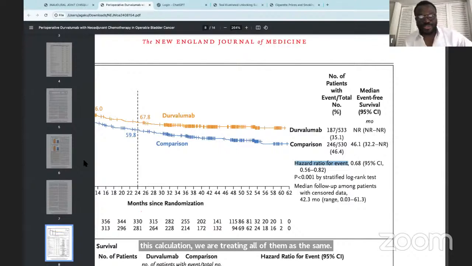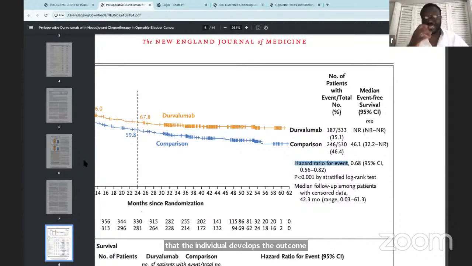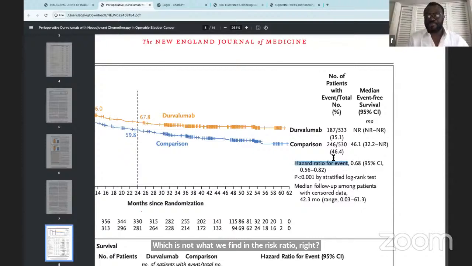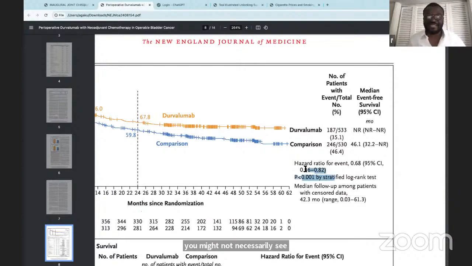But when we talk about hazard ratios, we're talking about the instantaneous risk that the individual develops the outcome, given that they have not yet developed it. So we're interested in not just risk in general, but instantaneous, like in an instant, which has to do with the time element, right? So not all events are born equal. We need to account for that, and that's what is special about the hazard ratio. It accounts for the rate at which the events occur, which is not what we find in the risk ratio, right? There's no accounting for that element. And so this is why if you calculate it manually here, you might not necessarily see the same event here, because they are different things.